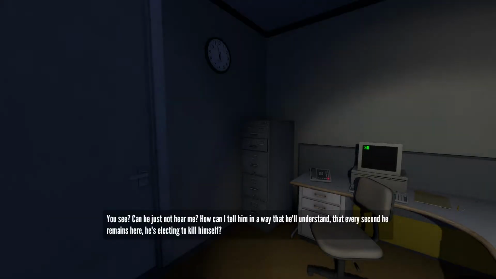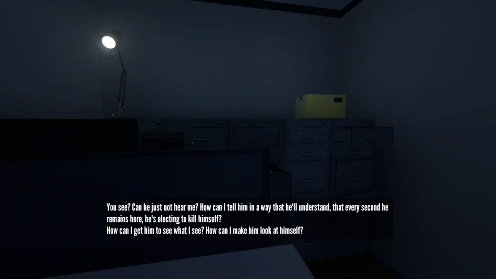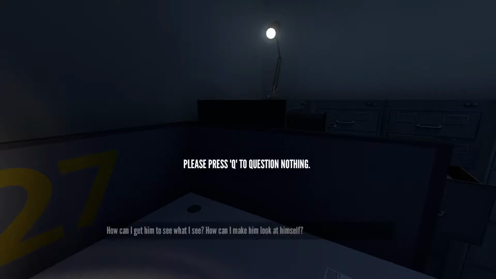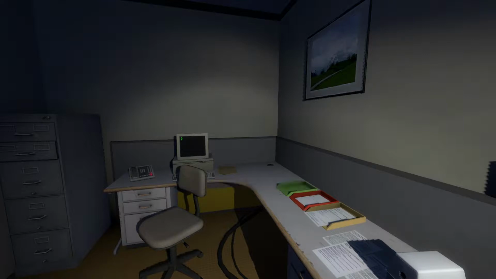You see? Can he just not hear me? How can I tell him in a way that he'll understand that every second he remains here, he's electing to kill himself? How can I get him to see what I see? How can I make him look at himself? I suppose I can't, not in the way I want him to.